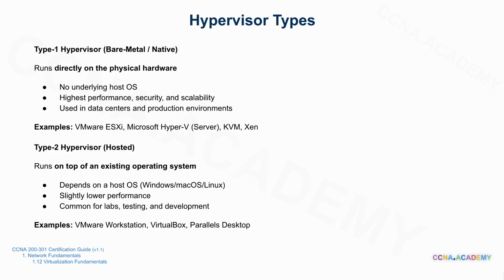There are two categories of hypervisors. Type 1, or bare metal hypervisors like VMware ESXi and Microsoft Hyper-V Server, run directly on the hardware and are used in production data centers because they offer high performance and stability. Type 2 hypervisors sit on top of a host operating system, like VirtualBox or VMware Workstation. These are perfect for labs, testing, and development. Both types support virtualization, but they're used in different environments depending on whether you need enterprise-grade performance or a simple, flexible test setup.